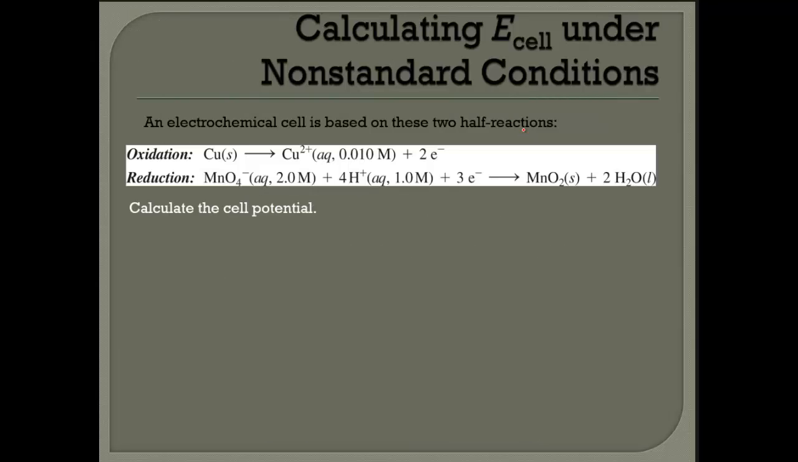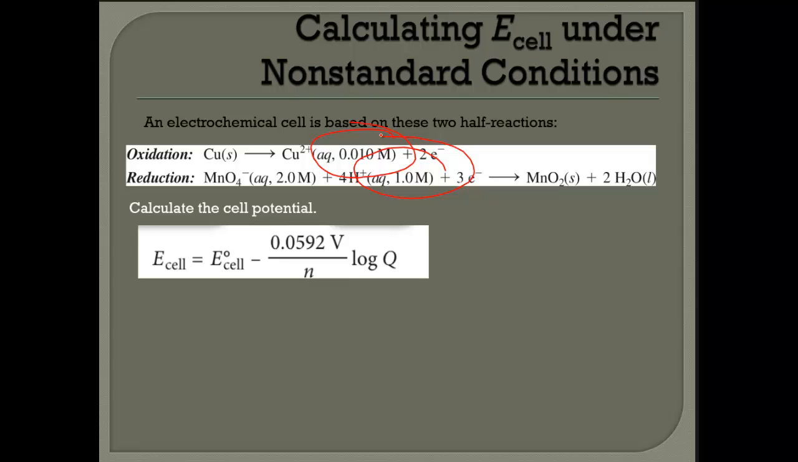So let's work through one of these equations. We have copper going to copper 2 plus in a 0.01 molar solution, and permanganate going to MnO2 in a 1.0 molar solution. So the E of the cell, the electric potential of the cell, is the standard potential minus 0.0592 over n times the log of Q.